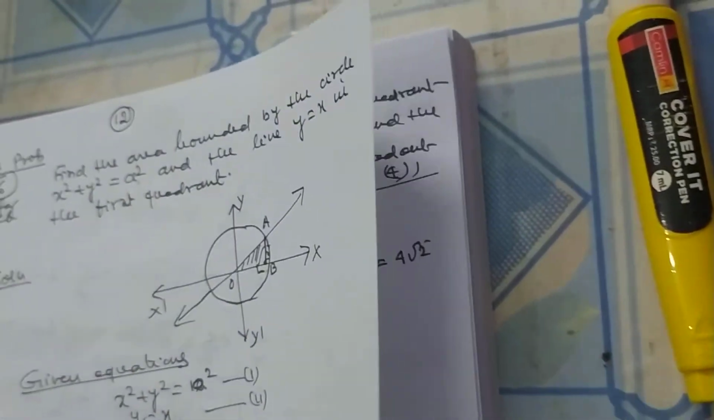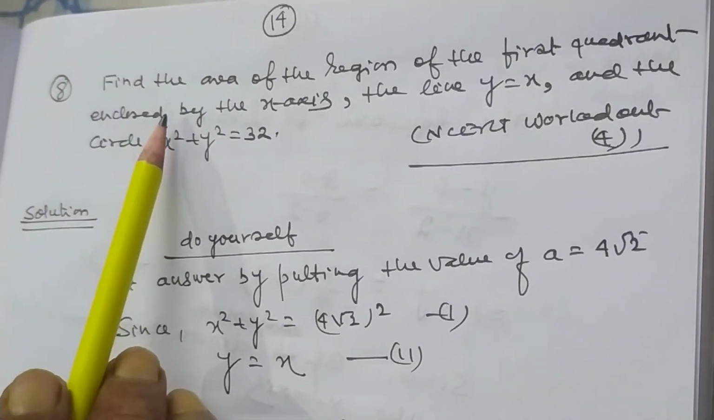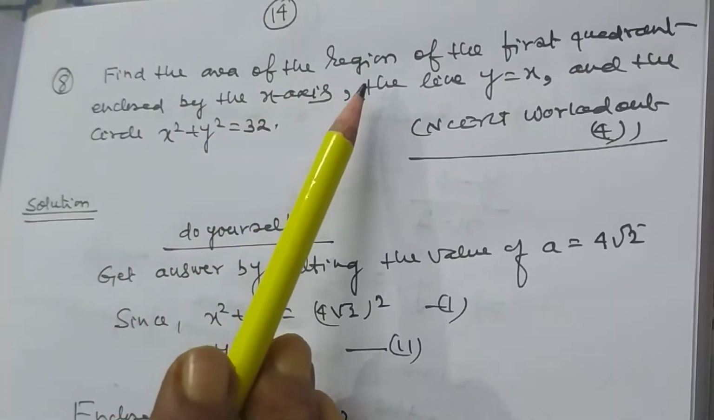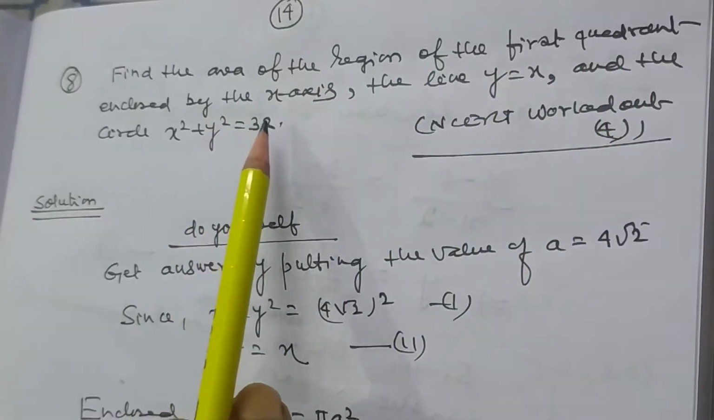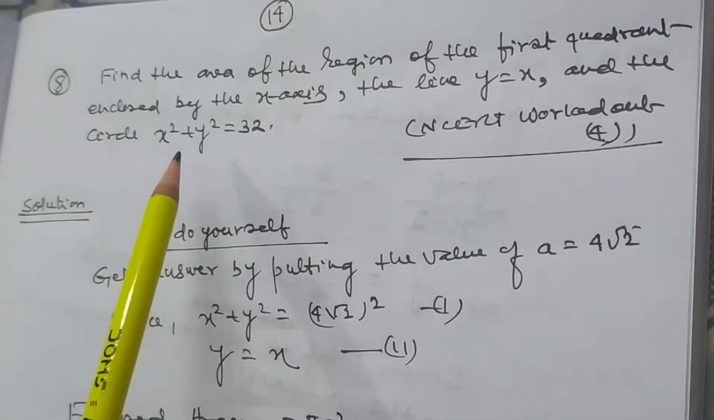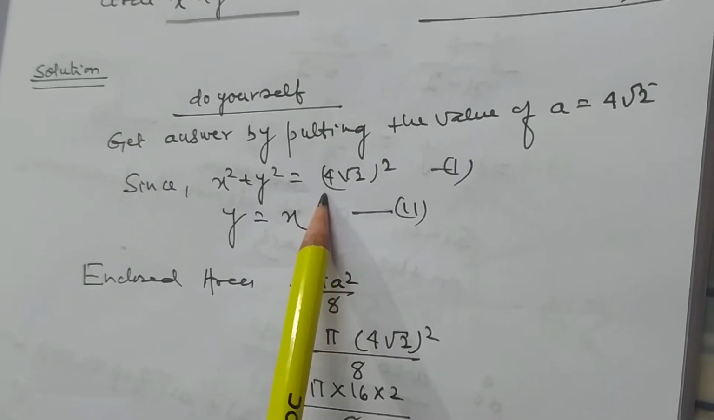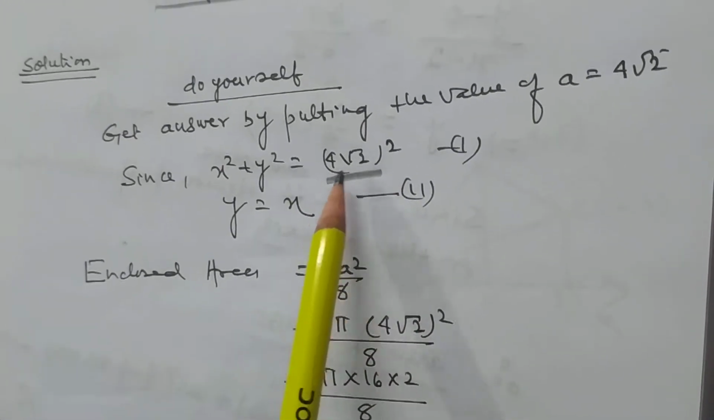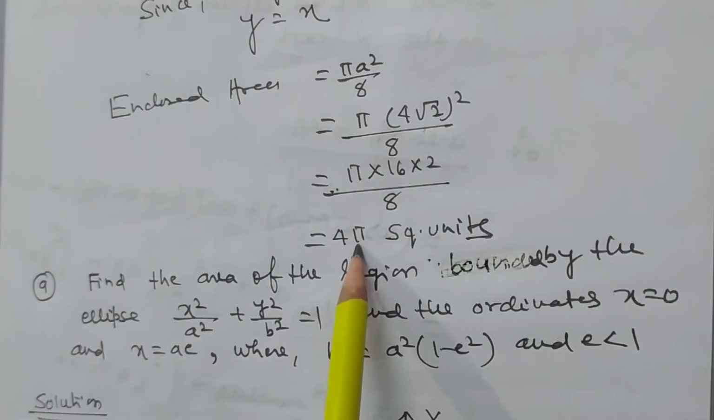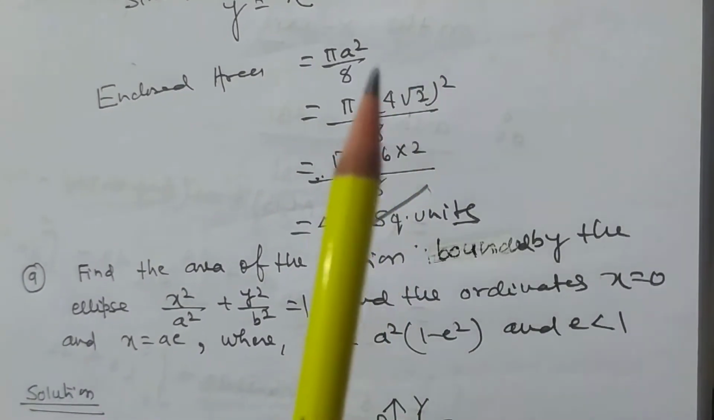So my dear student, in this way we can solve the next problem. And this is workout problem of NCERT number 4. Find the area of the region in the first quadrant enclosed by the x-axis, the line y is equal to x, and the circle x square plus y square is equal to 32. My dear student, in this case the radius of this circle is 4 root 2. So we put 4 root 2 square and get 4 pi square unit. It was also asked in the board examination.